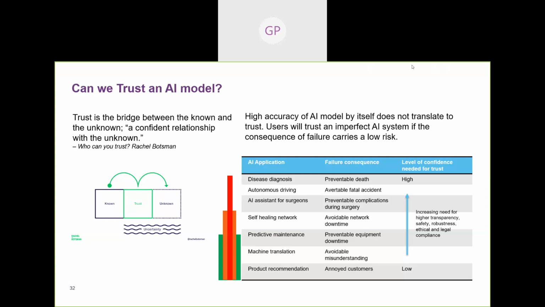Earlier we were not really bothered whether whatever the model is telling is correct or not, and it actually becomes a problem when the level of trust that we need is high in certain areas.